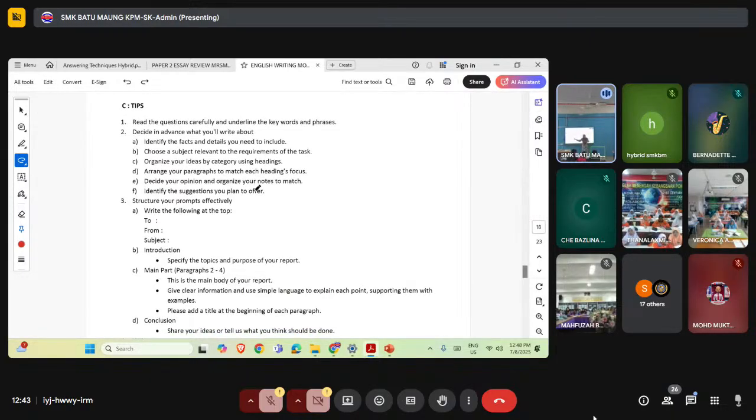This is how you start it. To, from, and subject. What is subject? Subject is referring to what? Title. Okay. Like email, we also have subject. Remember? Okay, sometimes you have to write subject. What is the subject? Subject is the title. What is the email about? Okay, and then this is the layout.